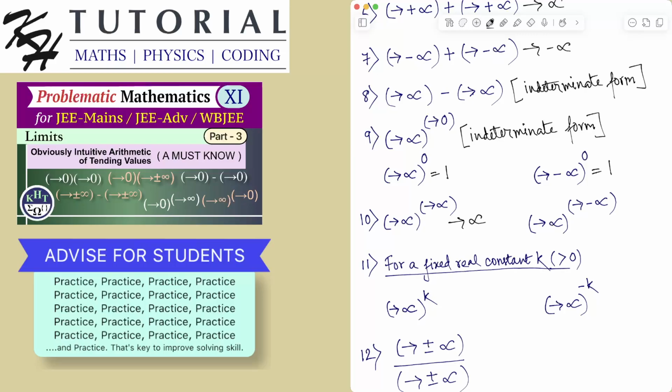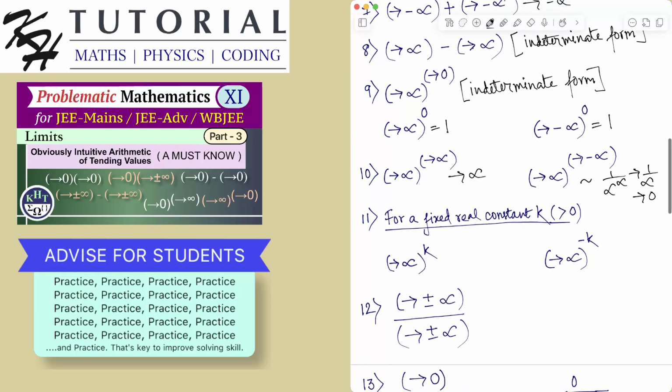Infinity raised to the power minus infinity, I can equivalently write as 1 by infinity to the power infinity, which will tend to 1 by infinity. So this will tend to 0. So infinity raised to the power minus infinity is 0. It will tend to 0.